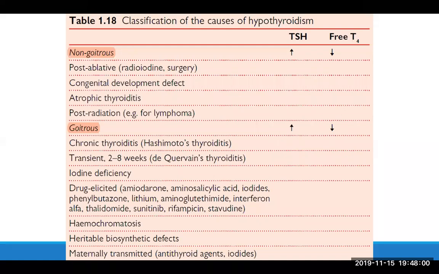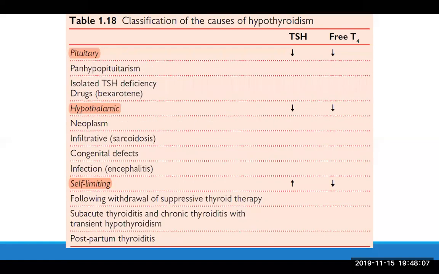Hemochromatosis is very rare. Maternally transmitted hereditary mitochondrial defects can cause hypothyroidism. Also, central hypothyroidism is presented by low FT4 and low or low-normal TSH, and in mild cases, mild elevation of TSH, which makes central hypothyroidism very difficult to diagnose. And of course, panhypopituitarism or isolated TSH deficiency, or some drugs like bexarotene, can cause central hypothyroidism.